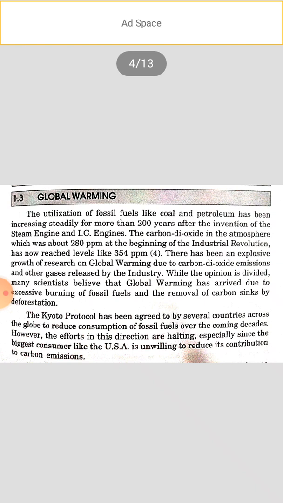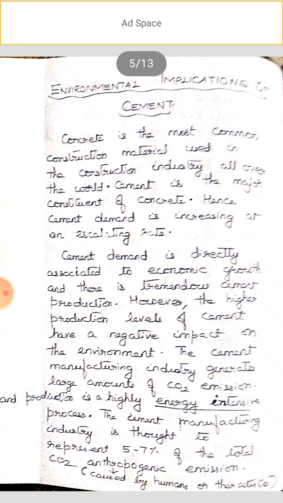And again, you have to understand that there was a Kyoto Protocol which was agreed by several countries across the globe to reduce the consumption of fossil fuels, but it has not been done as decided. Now we'll see the environmental implications of cement. Cement, as we know, is an important component of concrete. Without cement there is no concrete.